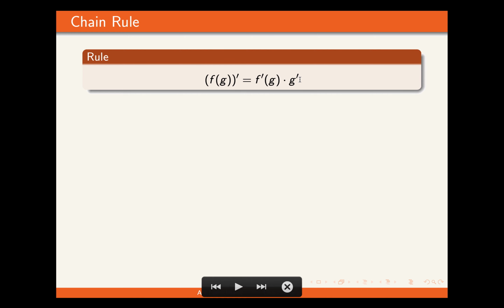So by the chain rule, the derivative of f of g will be f prime evaluated at g, times g prime. Let's see one example.